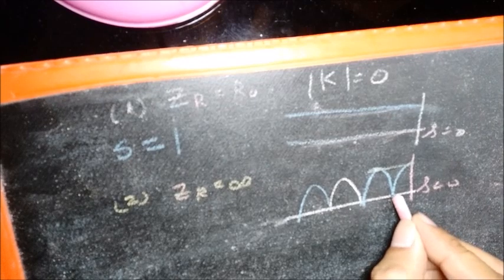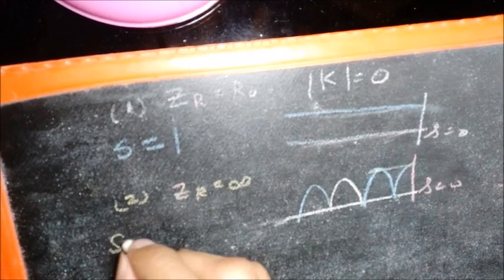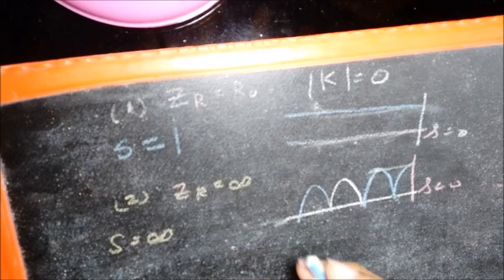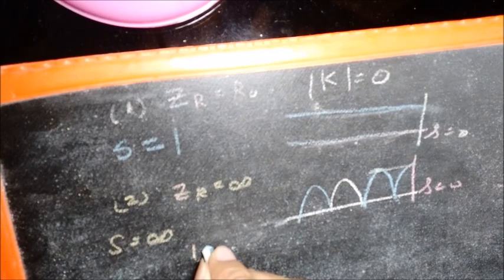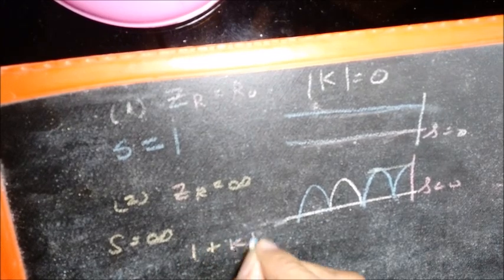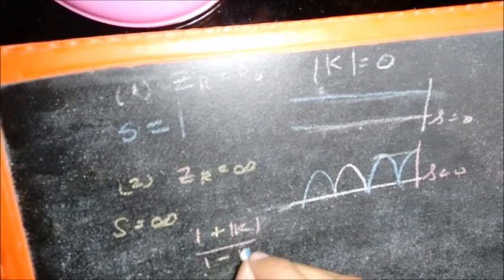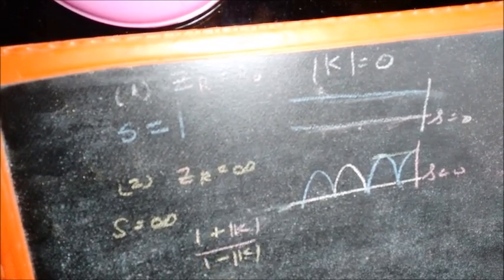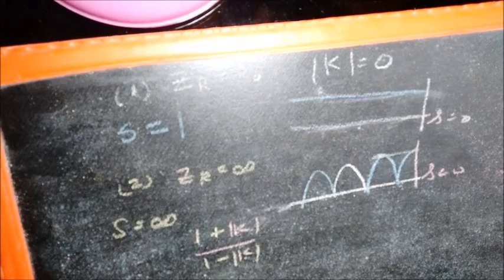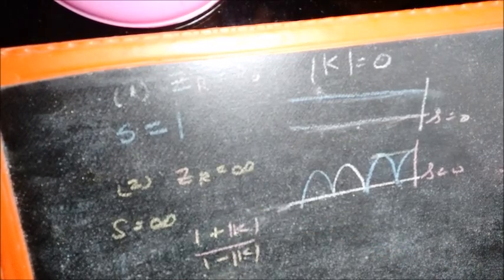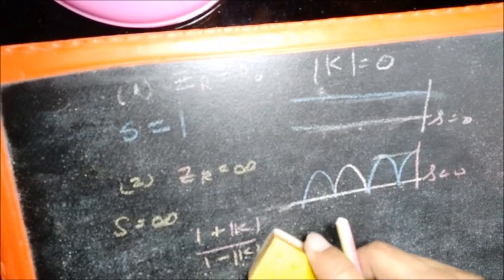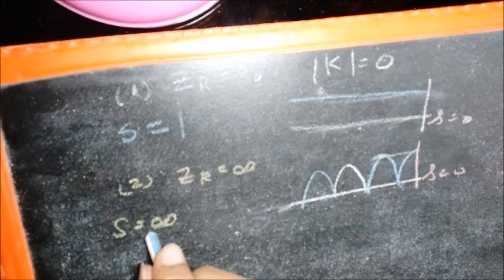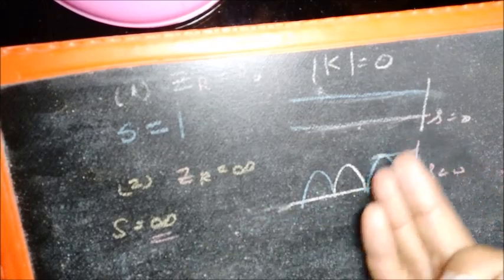So Emin being 0 and Emax having a finite value, S becomes infinity. You can see that from the expression for S, which is 1 plus magnitude K divided by 1 minus magnitude K. When ZR is infinity, from the expression for K, the value of K becomes 1, 100% reflection. When the value of K is 1, 1 minus 1 gives you 0, and S becomes infinity. The reason why it becomes infinity is this, the amplitude is like this.